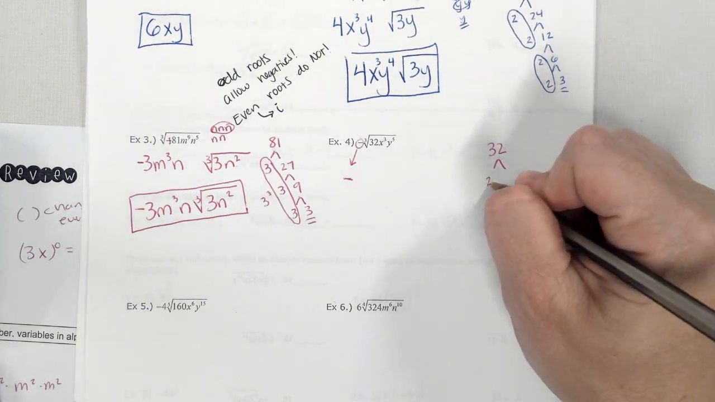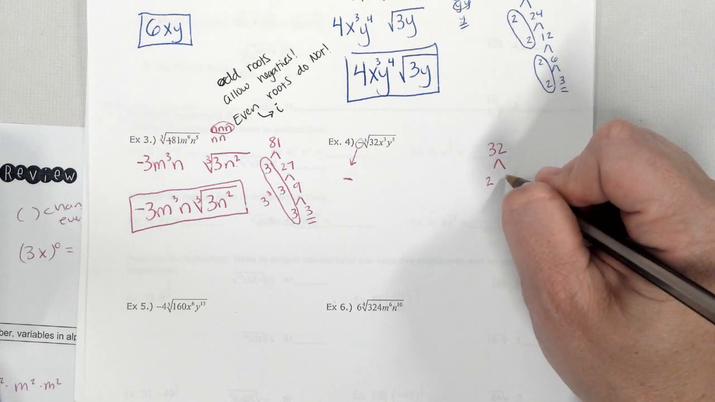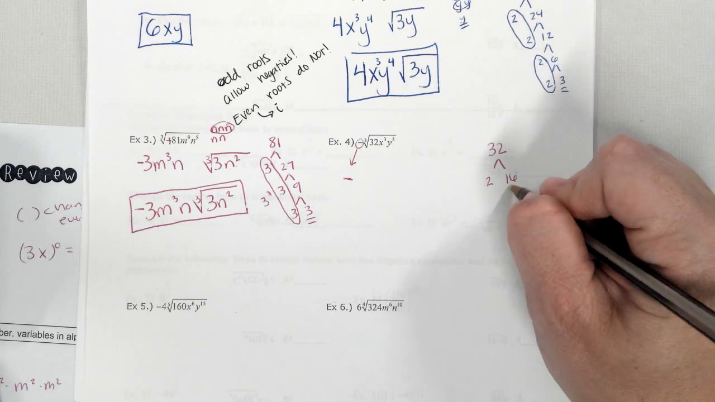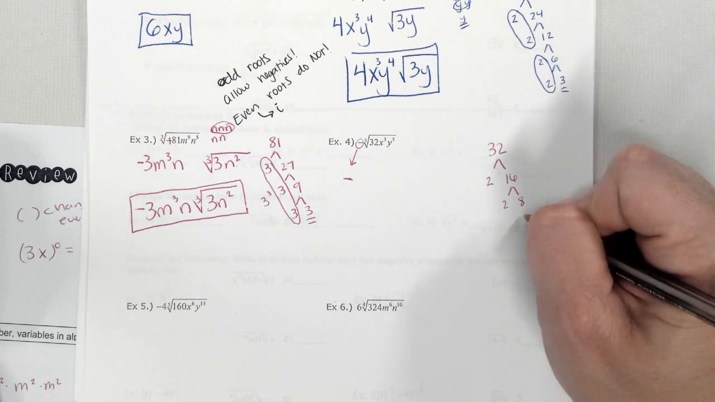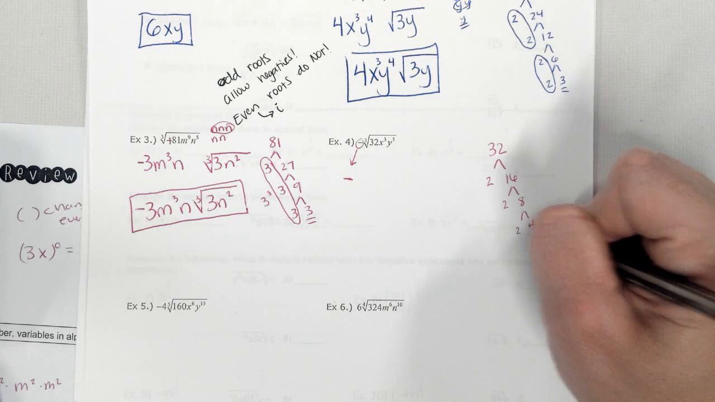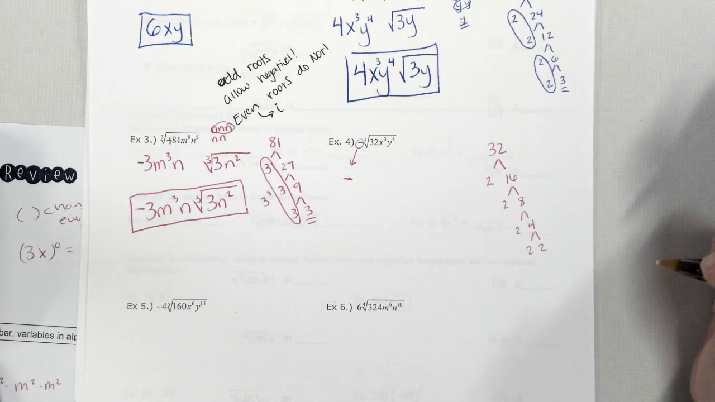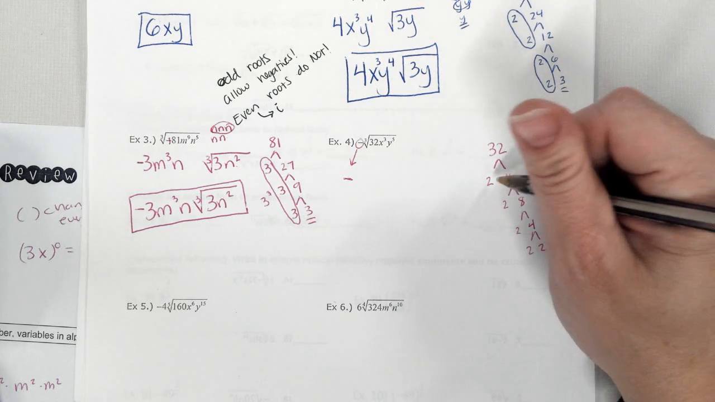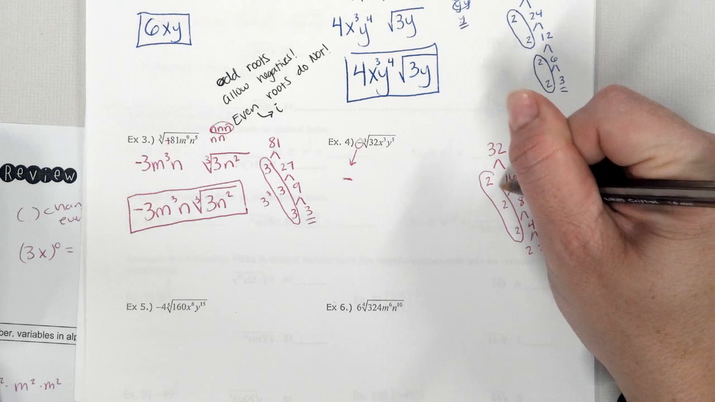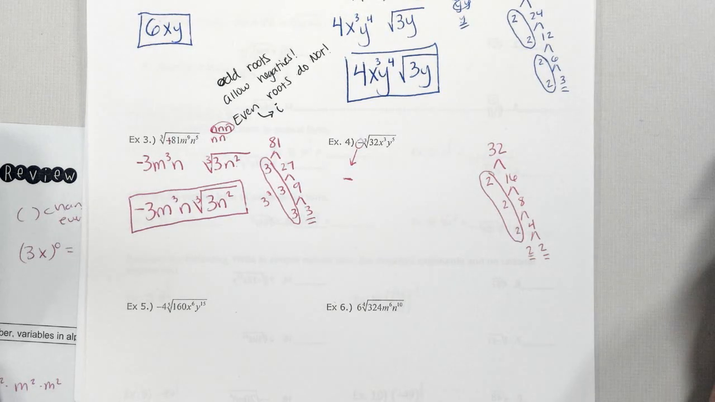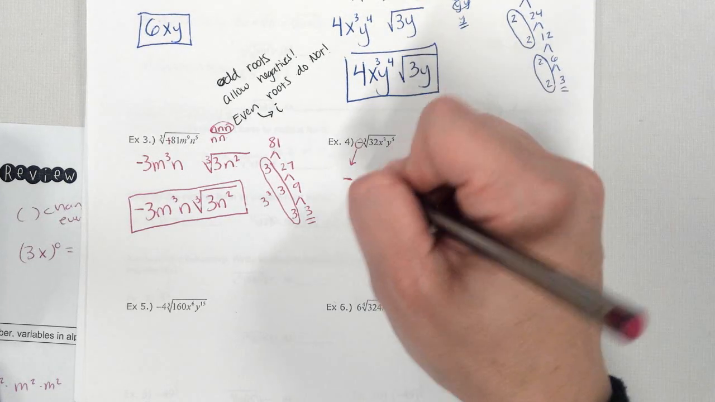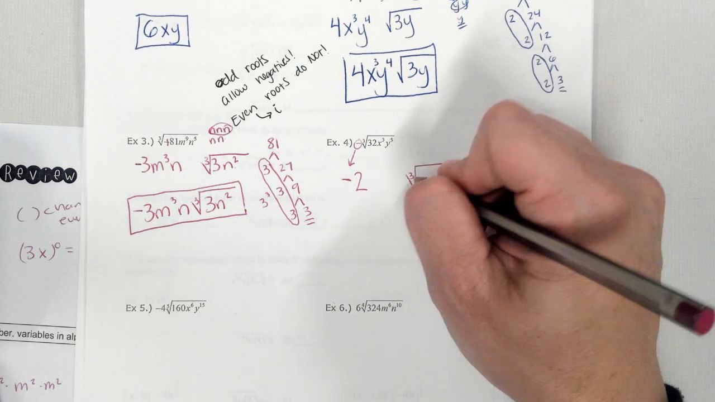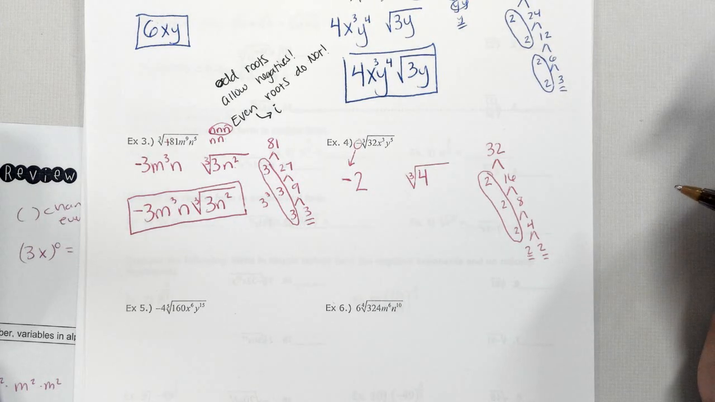2 goes into 32 how many times? 16. 2 goes into 16 8 times. 2 goes into 8 4 times. And then 2 and 2. Now this is a cube root, so we need it to match 3 times. So 1, 2, 3 2s. And then we have 2 left over. So we get to take a 2 out. And then 2 times 2 is 4. You remember, you multiply them back together if they can't come out.